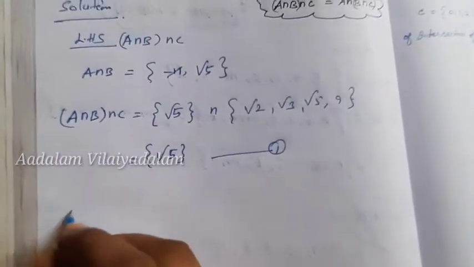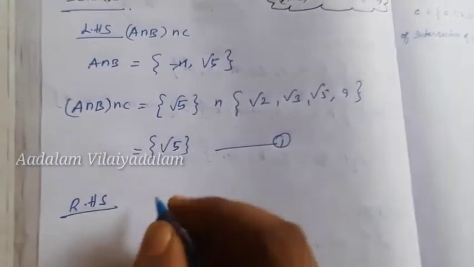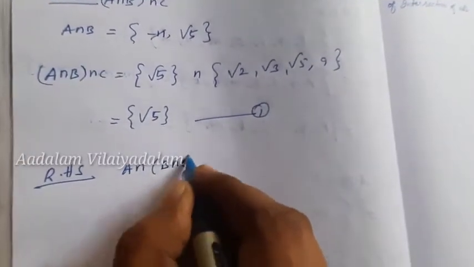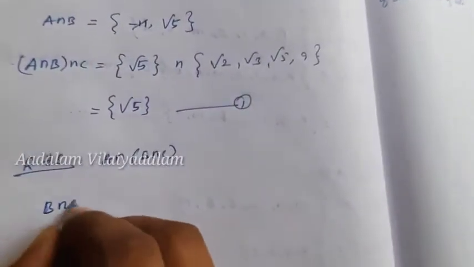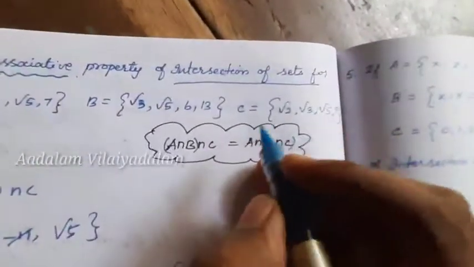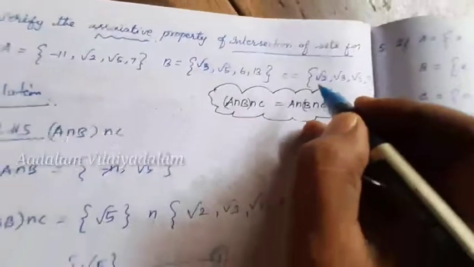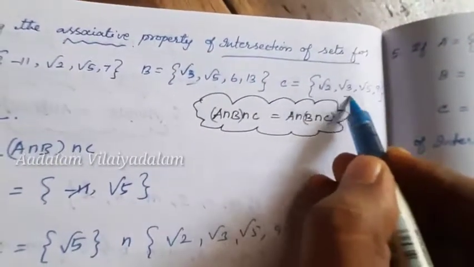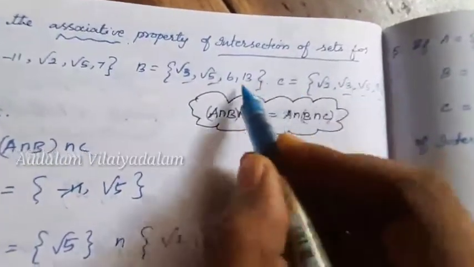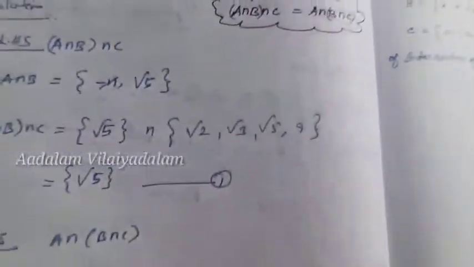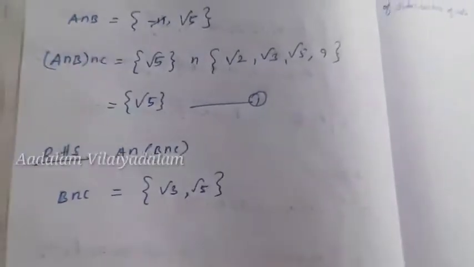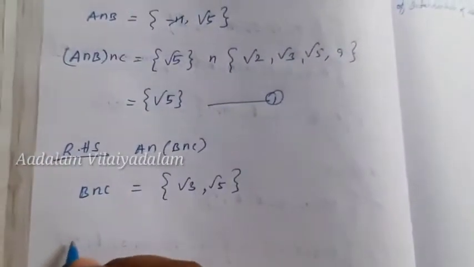Now let's move to the RHS, that is A intersection B intersection C. Let's find out B intersection C. So find the common elements between set B and C. What are the common elements? Root 3 and root 3, root 5 and root 5. Other elements are not common. So root 3, root 5 are the common elements for the B intersection C.